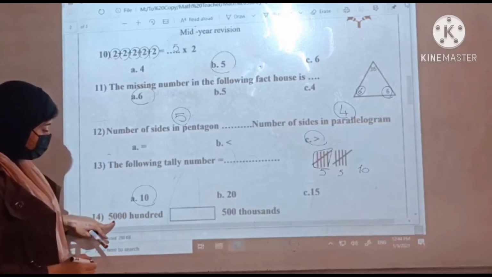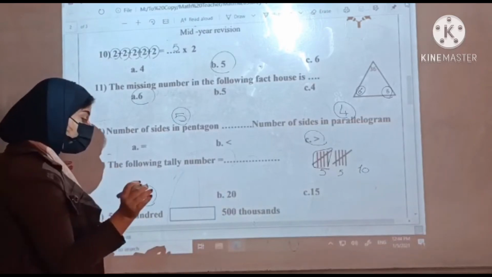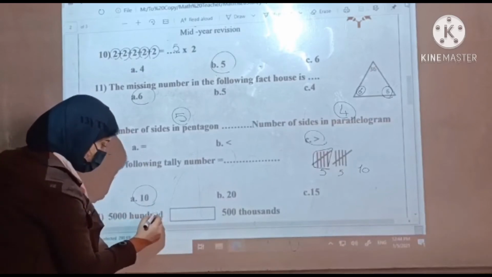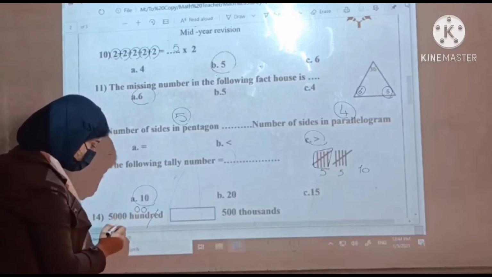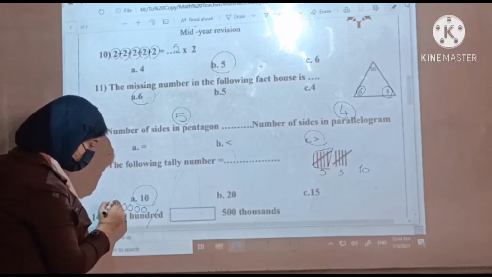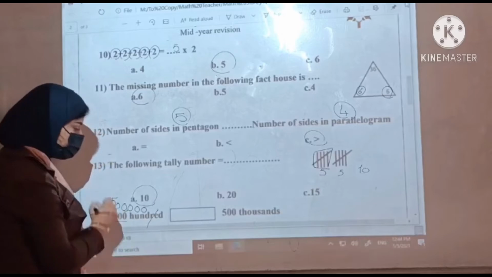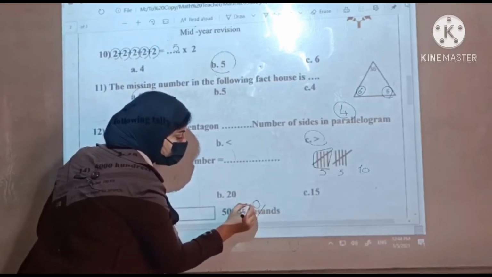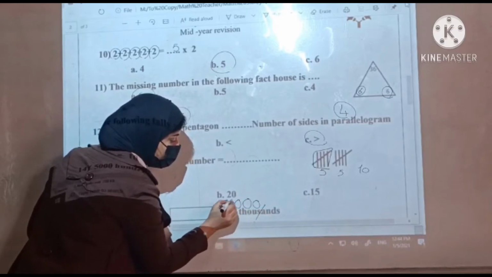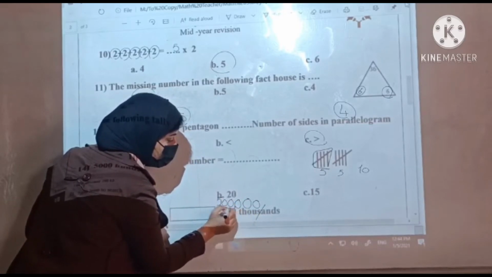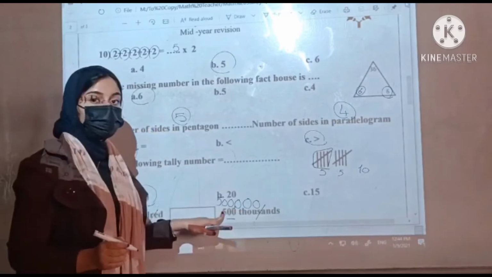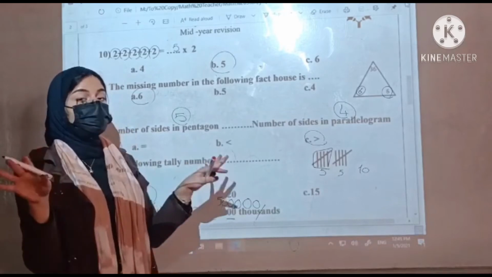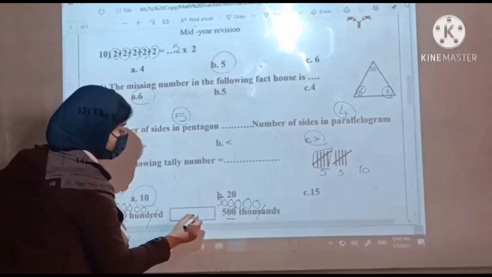Here I have 5,100. So I'm going to cross 100 and put how many zeros? 2 zeros. So I'm going to cross 100, put only 2 zeros, and write here 5,000. Okay, here 500,000. So I'm going to cross 1,000 and put 3 zeros. And write here 500. So here it's 500,000 and here 500,000. So the two sides are equal, so I'm going to use equal.